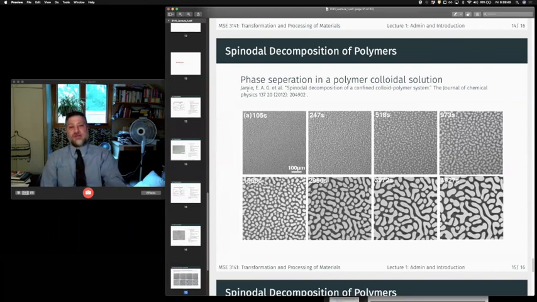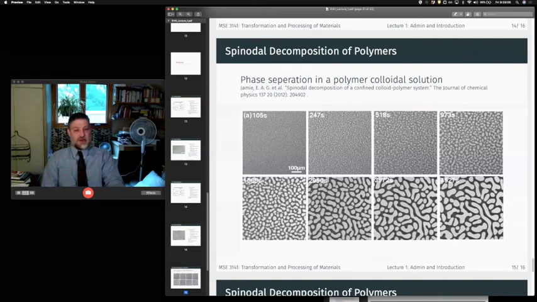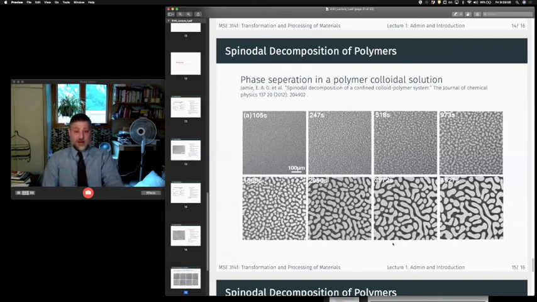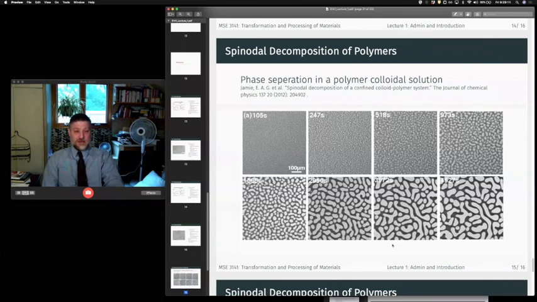So here we have phase separation in polymers. This started out life as a homogeneous mixture of two different polymers, and then you let it sit for a little over an hour, and now we've got these two clearly separate regions. What's going on here? Someone throw out some ideas. Why does it separate into these weird shapes? Why not just little spheres?